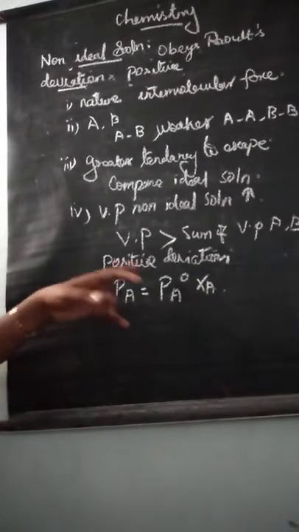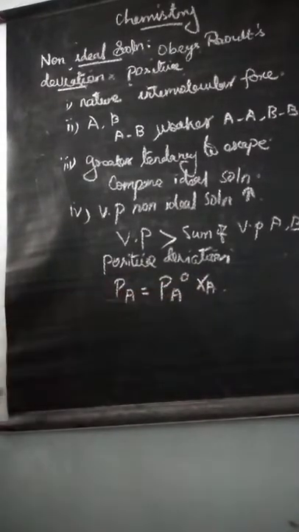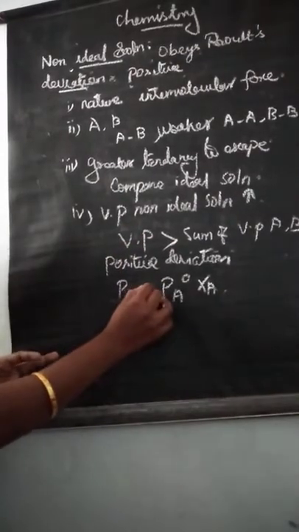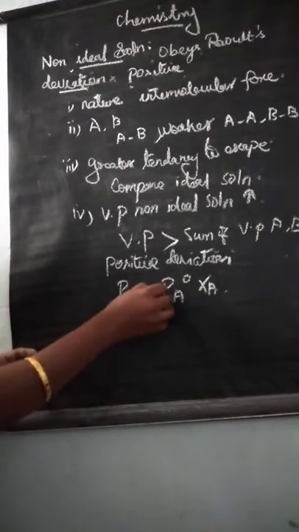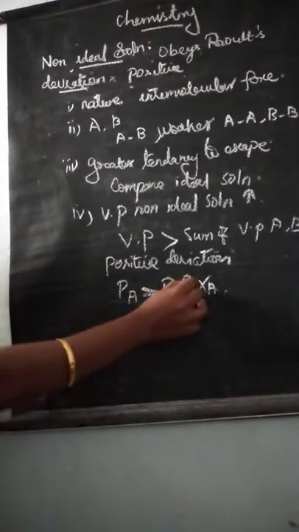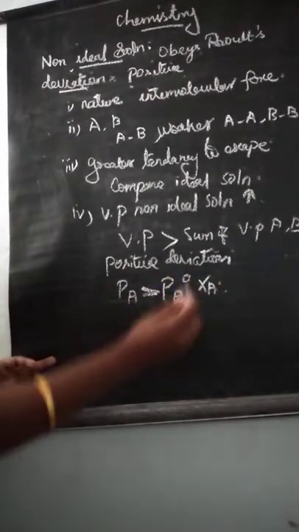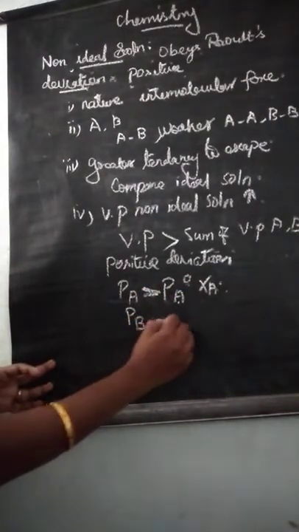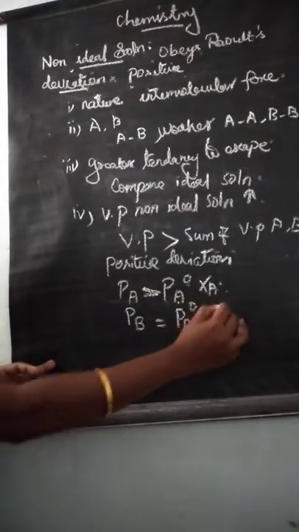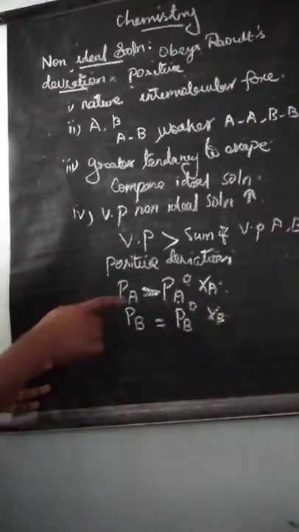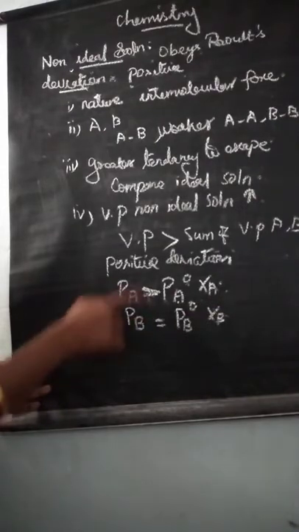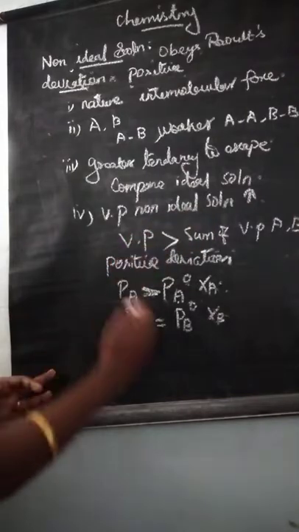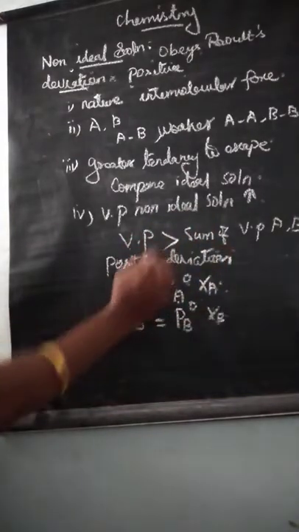PA is equal to PA naught into XA. Here we learn the vapor pressure of a non-ideal solution increases, so we can write the formula PA greater than PA naught into XA. In the same way we can write the formula for PB: PB is equal to PB naught into XB. The vapor pressure of this non-ideal solution is greater than the sum of the vapor pressures of A and B.